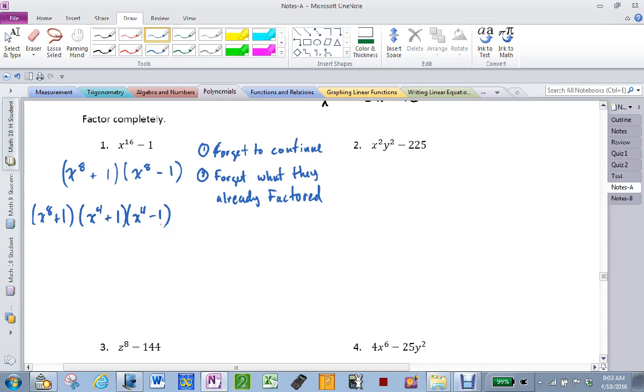Why? Because x to the 4th, can I forget about x to the 8th plus 1 and x to the 4th plus 1? No. x to the 8th plus 1, x to the 4th plus 1. Now what? Same thing again. So what's the square root of the first term? x squared plus, what's the square root of the second term? 1. Then I write it again. Am I done? No, why, Supreet?